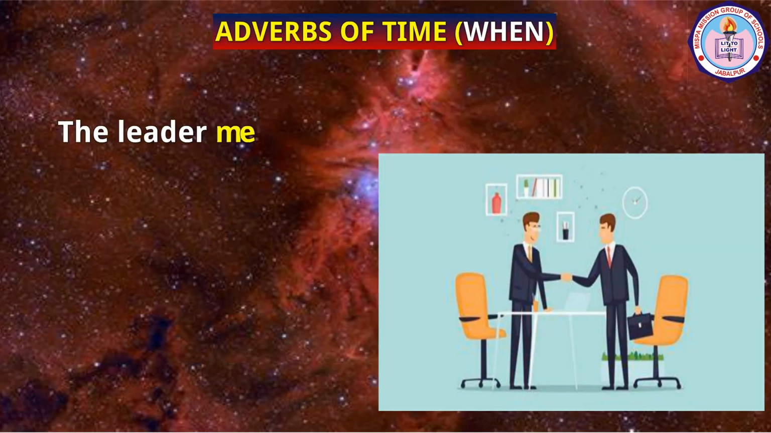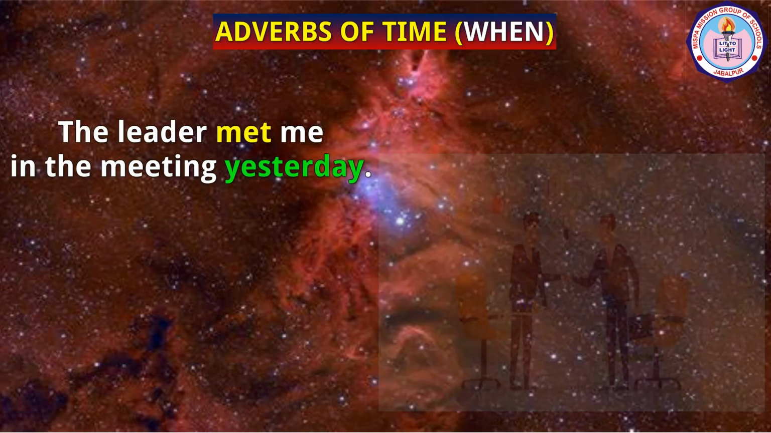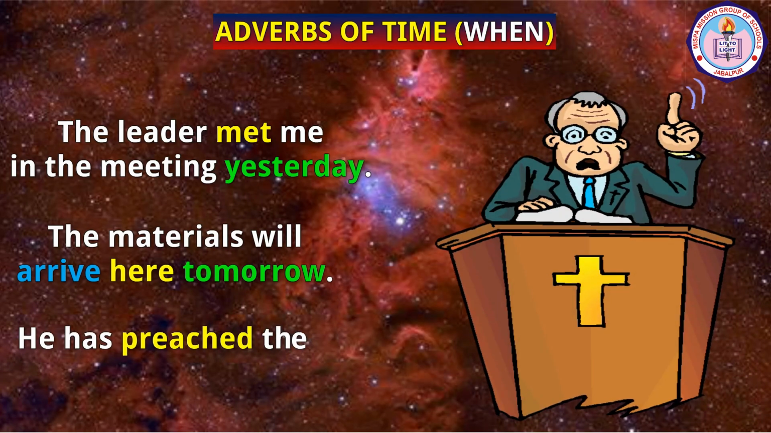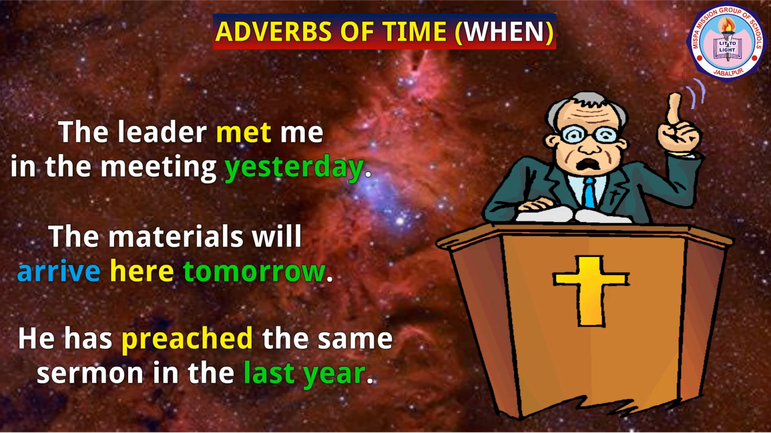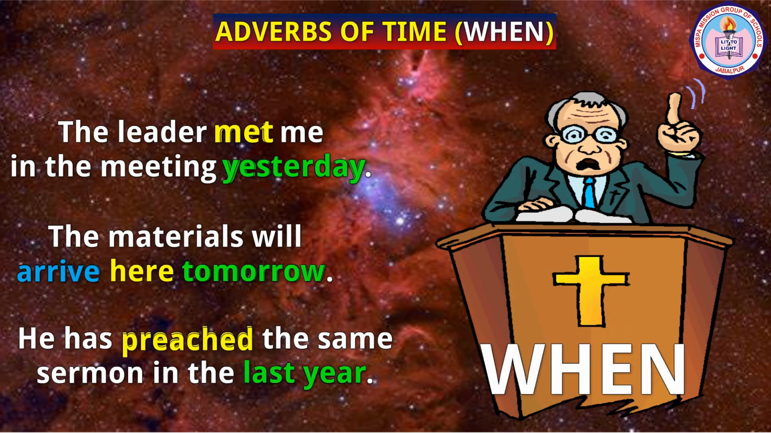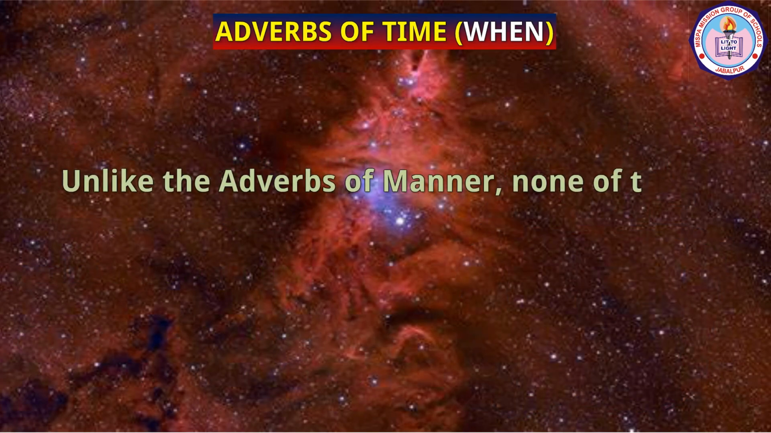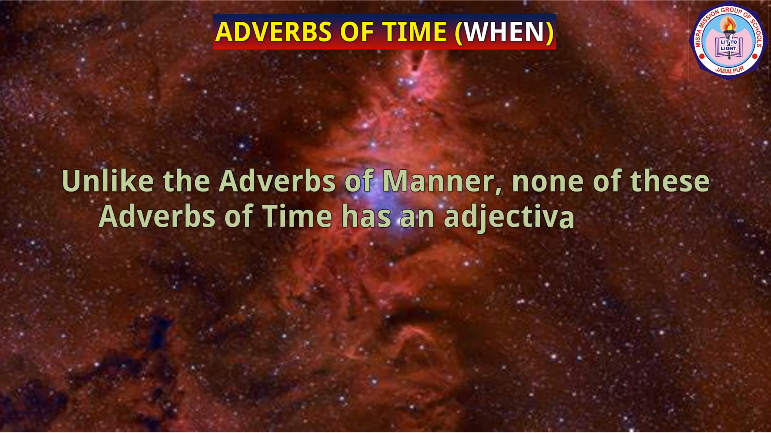The leader met me in the meeting yesterday. The materials will arrive here tomorrow. He preached the same sermon last year. Here, the adverbs yesterday, tomorrow, and last year modify the verbs met, arrive, and preached. They give the answers to the question when. It is to be noted that there is one more adverb here that modifies the verb arrive. Unlike the adverbs of manner, none of these adverbs of time has an adjectival form.